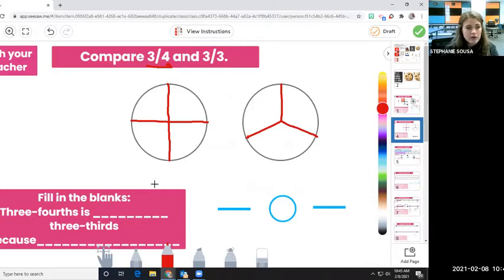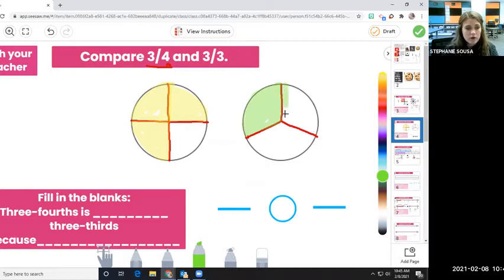We will notice that our numerators are the same. So we're going to shade 3 parts of each model. 3 of the 1/4 pieces will be shaded. So there's 1, 2, and 3. And 3 of the 3rd pieces will be shaded. Go ahead and shade those in as well. And I'll give you a moment to get caught up on that.